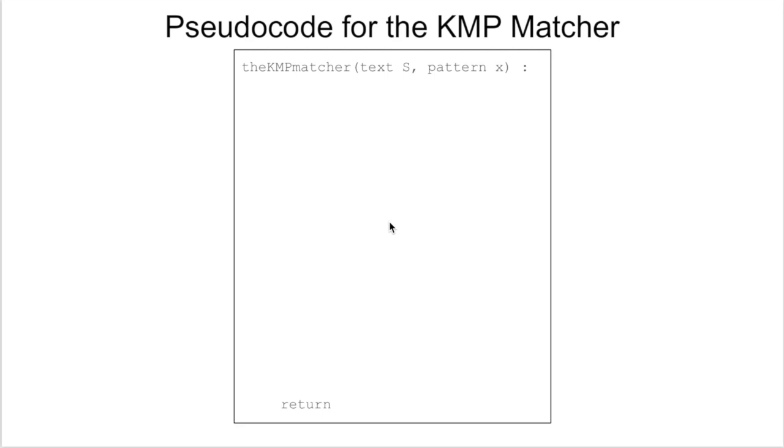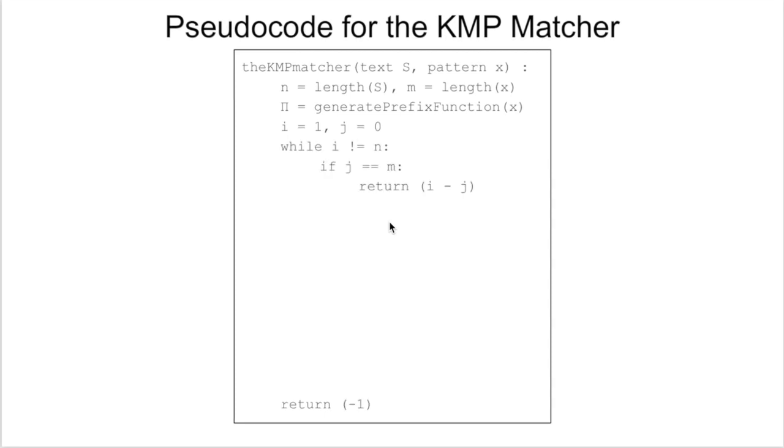The KMP matcher is supposed to take in the text S and the pattern X. We start off by initializing the pointers i with 1 and j with 0, because we will be using the j plus 1 value for pointing to the pi array and to the pattern. We also generate the prefix function from the pattern X, and n is the length of the string and m is the length of the pattern.